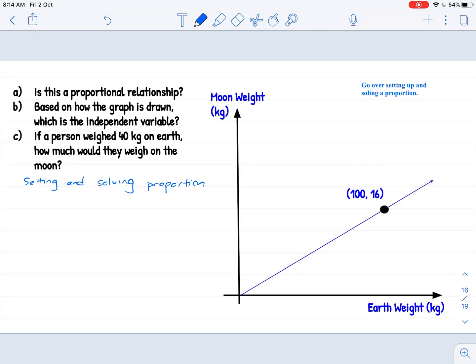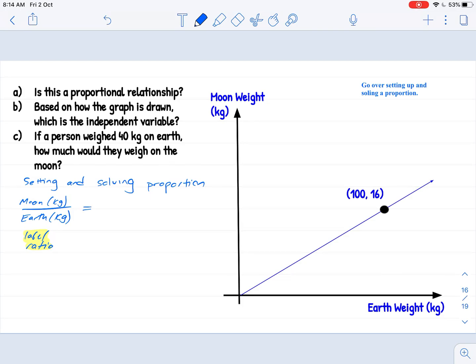So to set up and solve a proportion, I'm going to start by labeling my ratio. Labeling the ratio means naming the two variables that I'm comparing. So I'm going to put moon kgs on the top, and I'm going to put the Earth kgs on the bottom. I could have flipped those around the other way, but that's how I'm going to set it up. So that's the first thing, labeling what the two variables are. And I'm going to set it up using fractions.